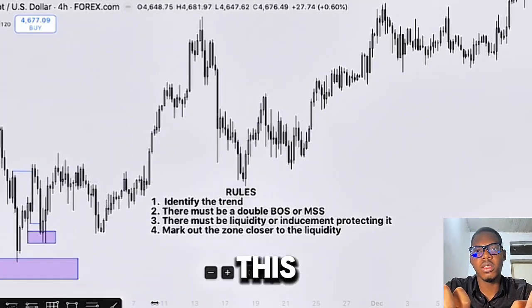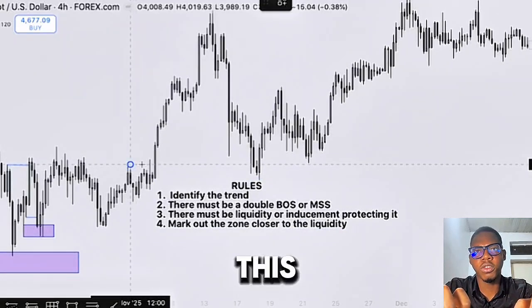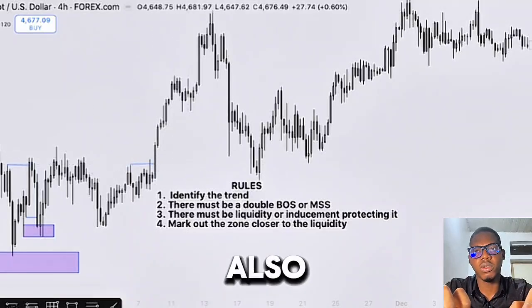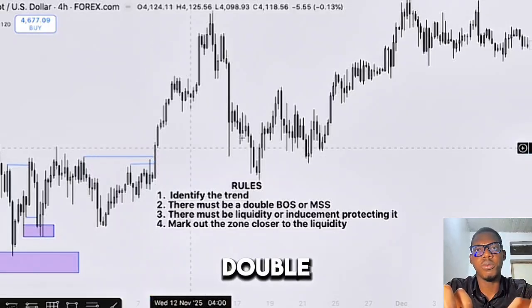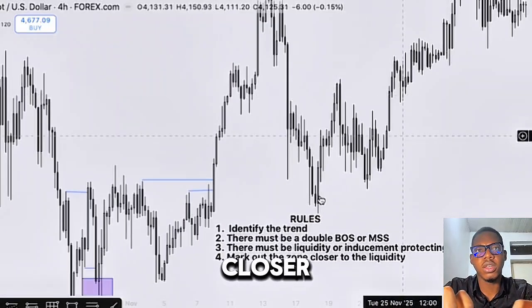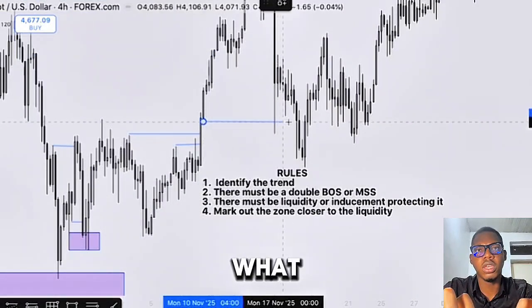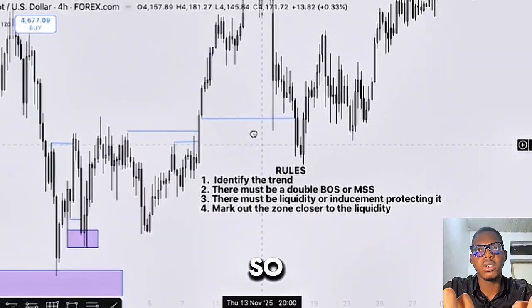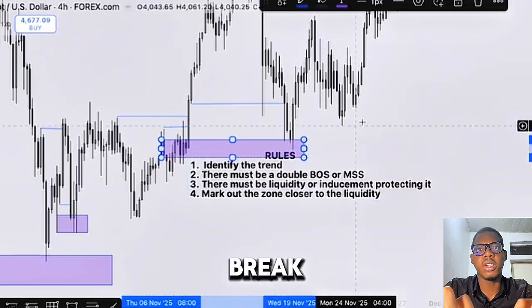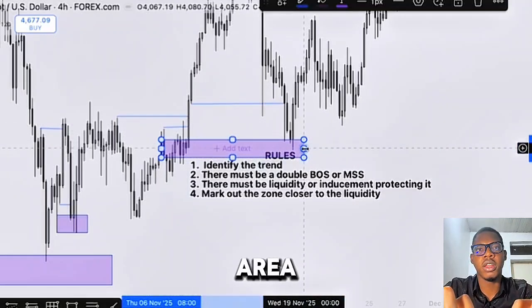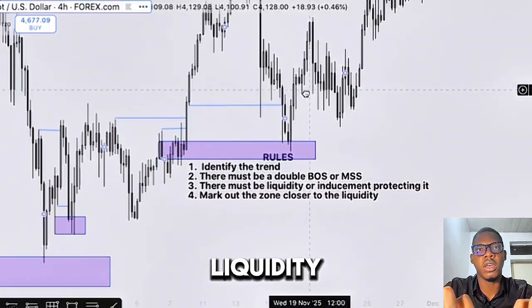Now let's see this area right here too. Price came here, broke the structure here, and also broke the structure here. So this level here is known as a double break of structure. If you look closer, you will see that price came here and formed this inducement right here. So this level becomes the area that is closer to the inducement or the liquidity right here.